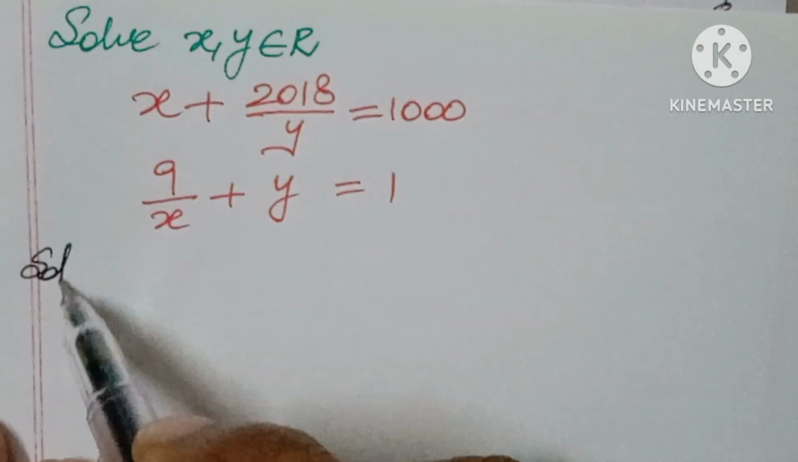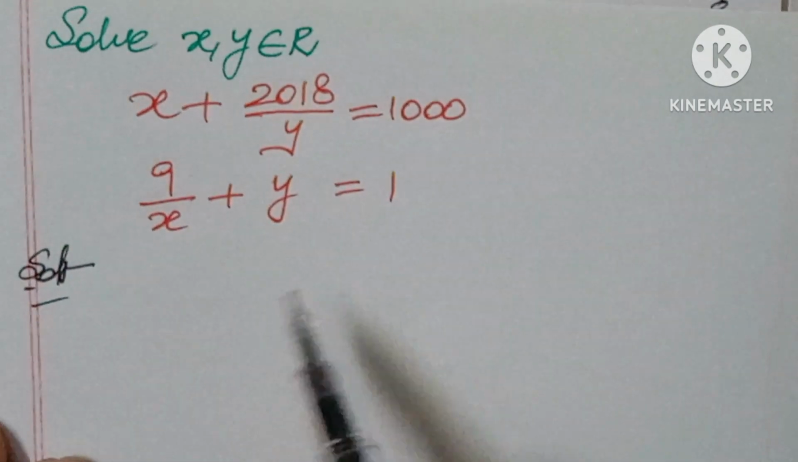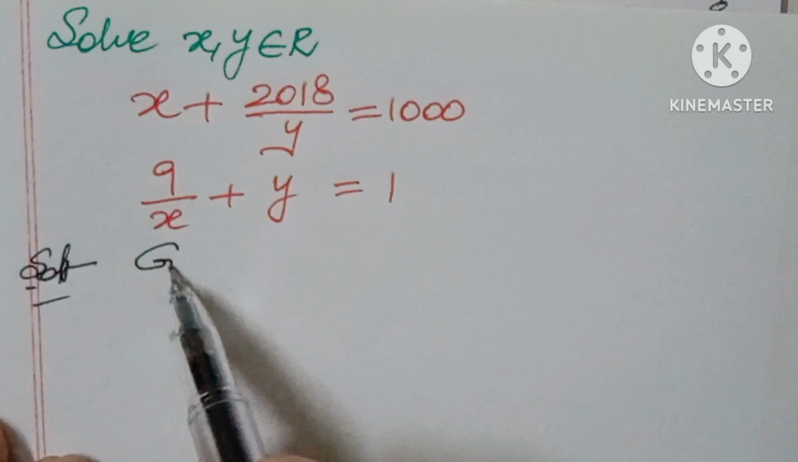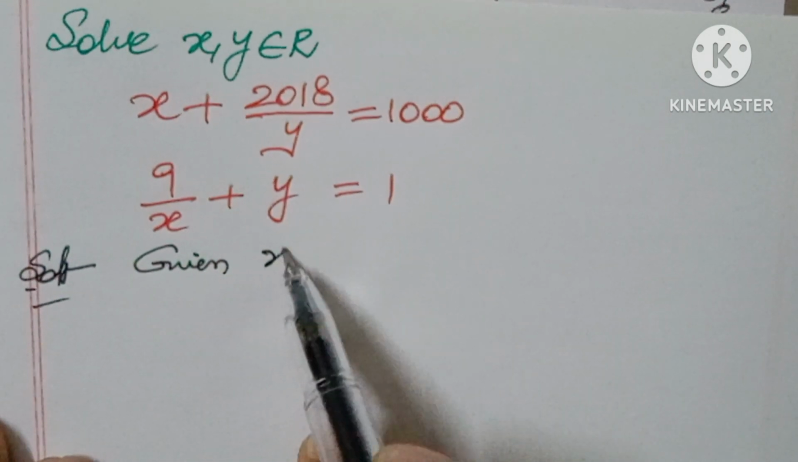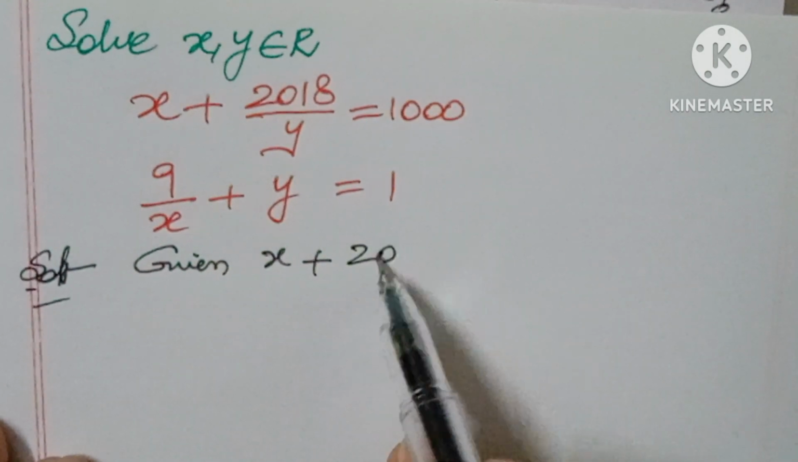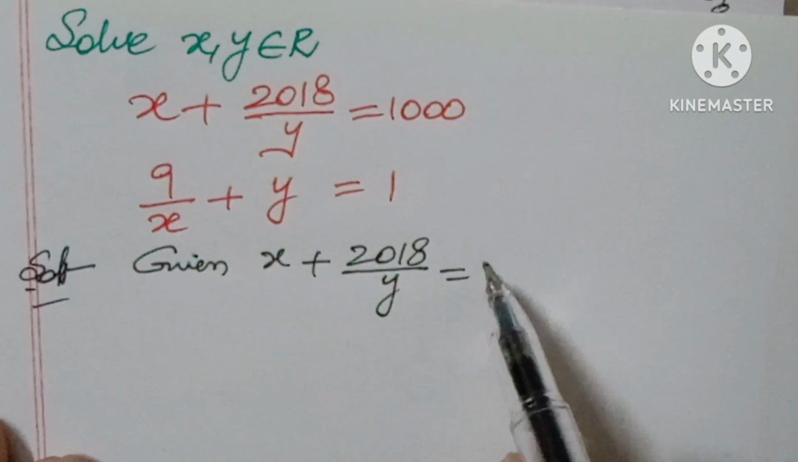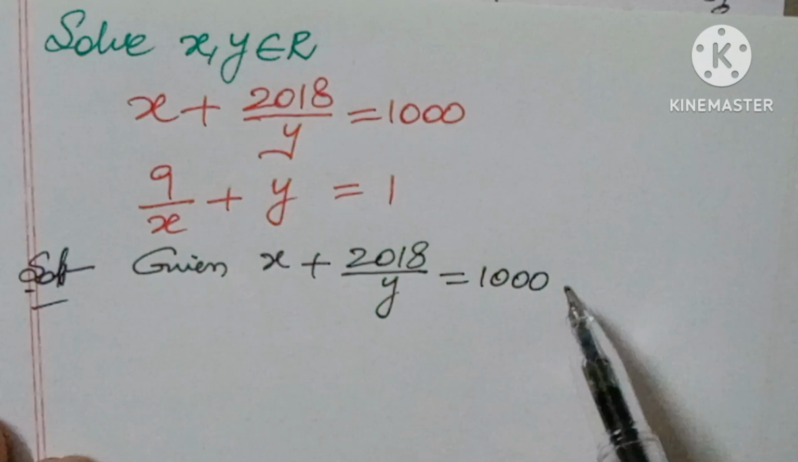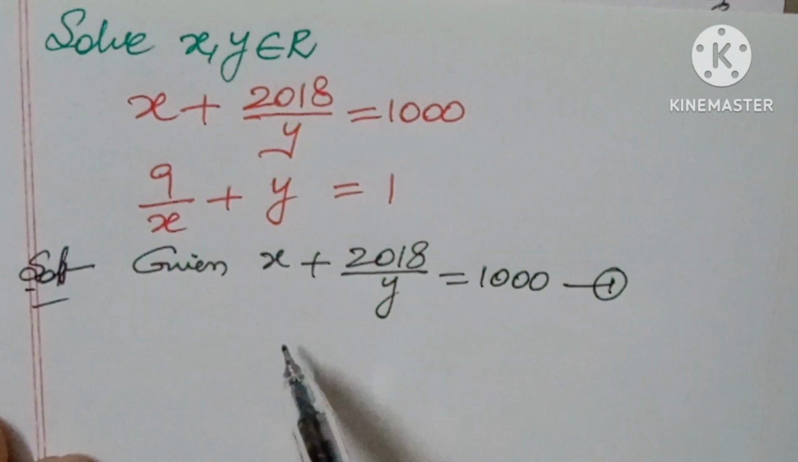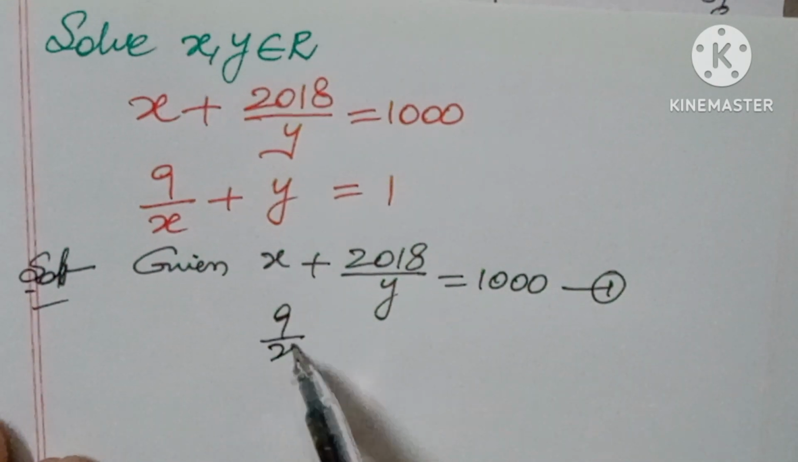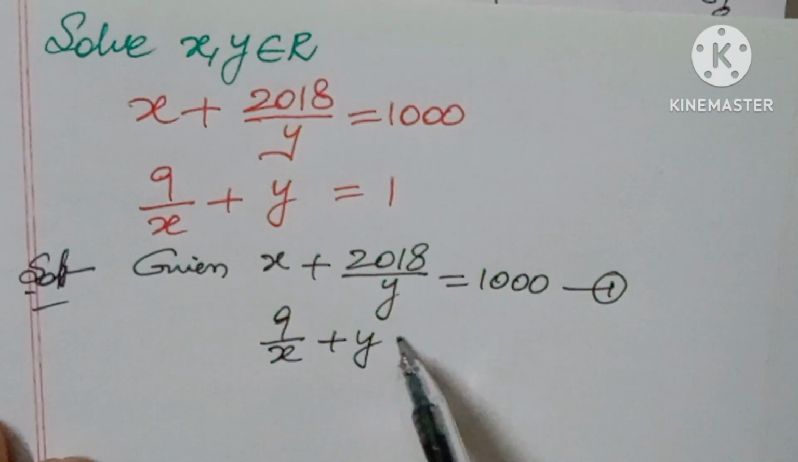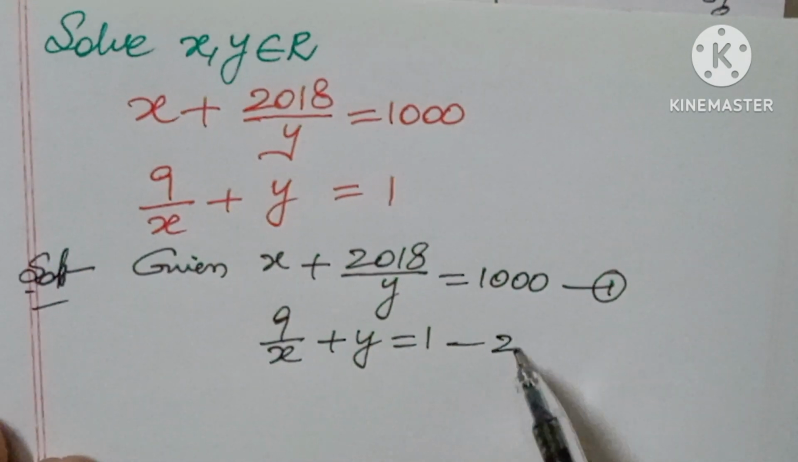Let us solve this problem together. First of all, given x plus 2018 over y is equal to 1000. Let us take it as equation 1. And 9 over x plus y is equal to 1. Let us take it as equation 2.